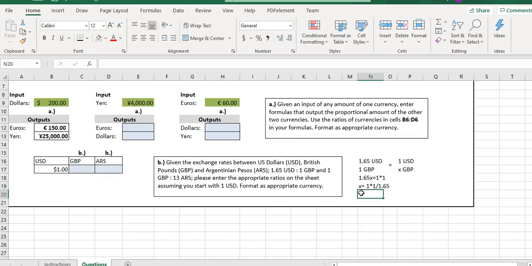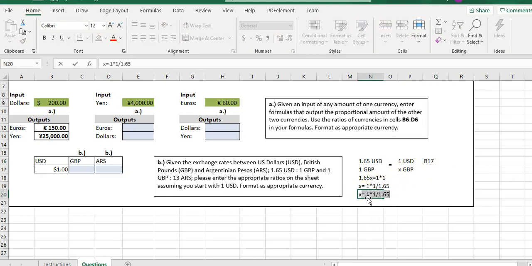Now what I want to put over here, I want to actually do in terms of cell references. So I know that the $1 is located in cell B17, right? Now everything else, these other values, 1.65 and 1 British pound, all of that is in the directions. So there's not a cell location for those. I can't click on them. But this B17 for the $1, I can. So that's what's going to happen here.